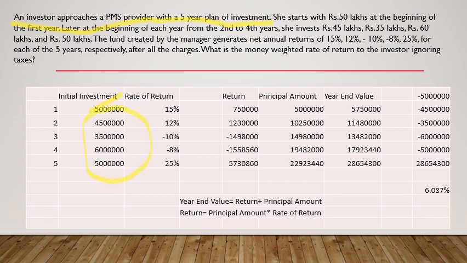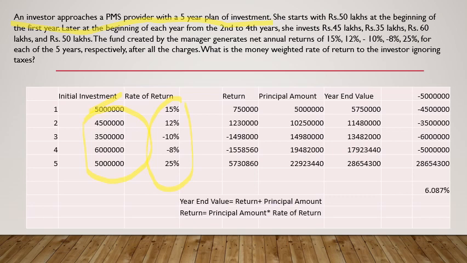Similarly, there is a return which is also provided in the problem, which is that the fund created by the manager generates an annual return of 15%, 12%, minus 10%, minus 8%, 25% for each of the 5 years. I have also listed down those returns here. Now, using this amount and return, you are expected to calculate what is called the money weighted rate of return. So how do we calculate this?